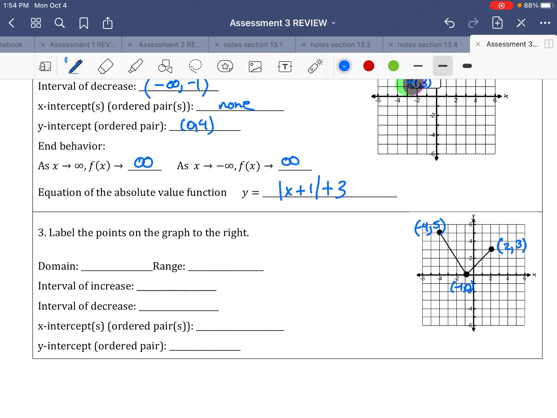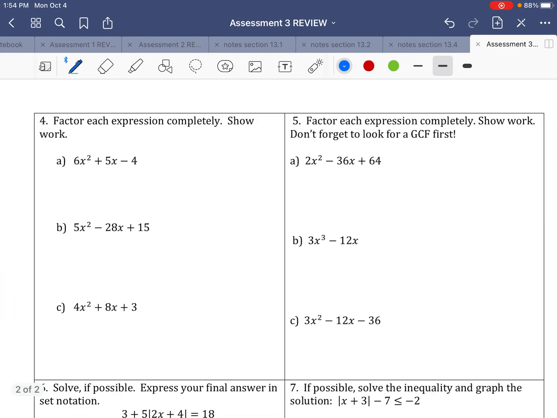So domain. Looks like the x's go from negative 4 to 2, brackets. And the range, looks like the smallest y value is 0, the biggest is 5, brackets. Increasing, so that's the right side, so it's this side over here. So it's increasing from negative 1 to 2. This is an interval, parentheses. Decreasing over here, so that's from the x values, negative 4 to negative 1. All right, x-intercept. Looks like negative 1, 0 is an x-intercept. The y-intercept is 0, 1. The y-intercept is right here. Okay.